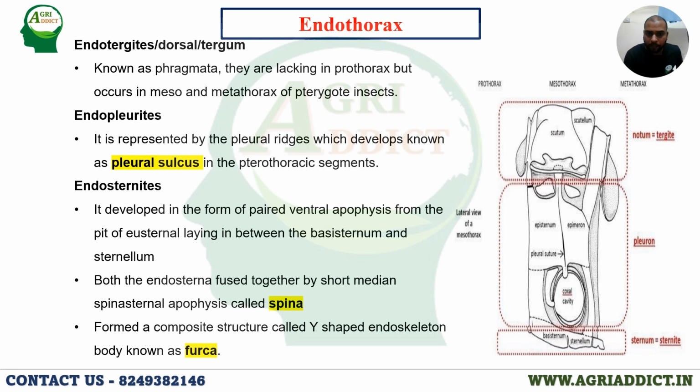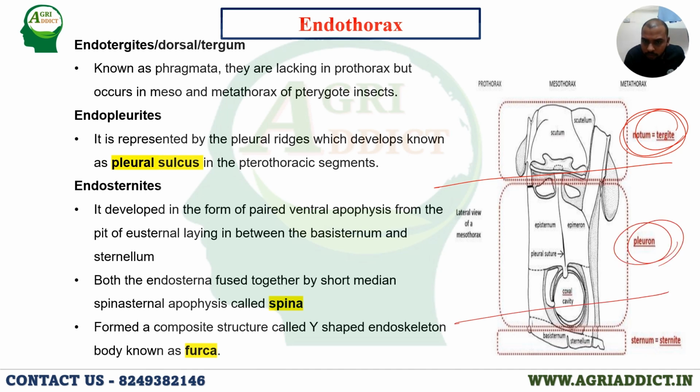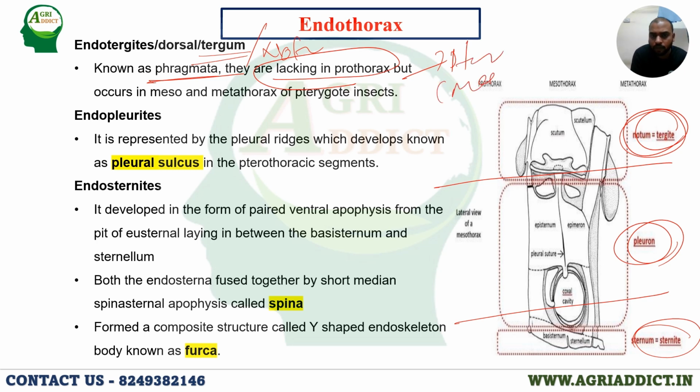I have depicted the picture here. This is the upper part, the tergum or notum. This is the middle part, the pleuron, and this is the ventral part, the sternum. I have told you the phragmata is present only in the tergum or notum, and it is lacking in the prothorax; it is present only in the pterothorax, that is meso plus meta. You have to remember these things.